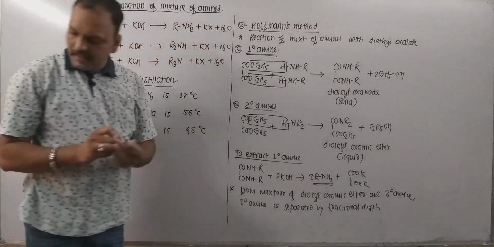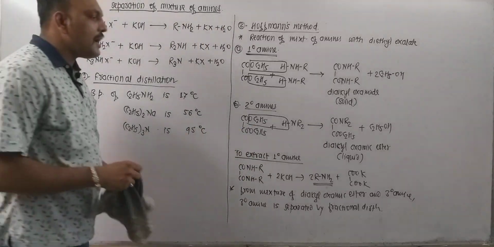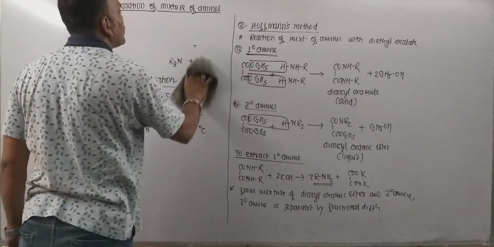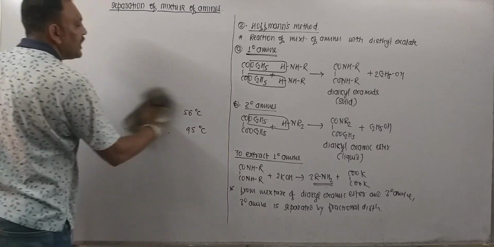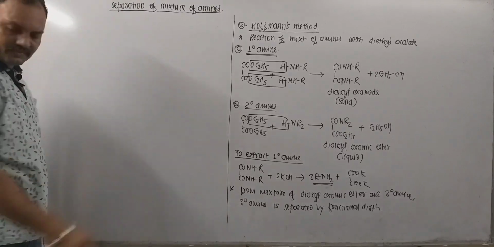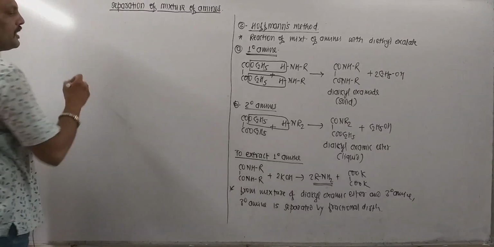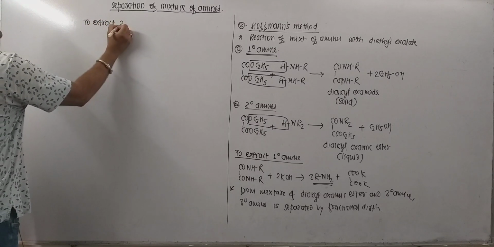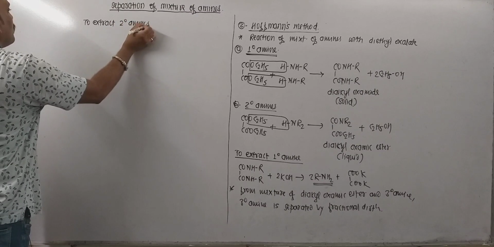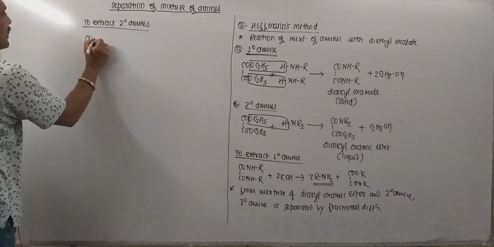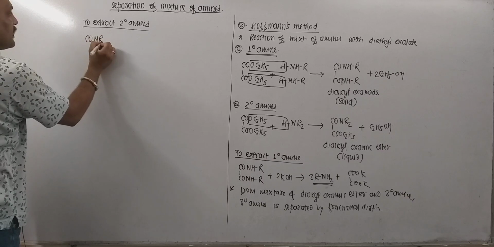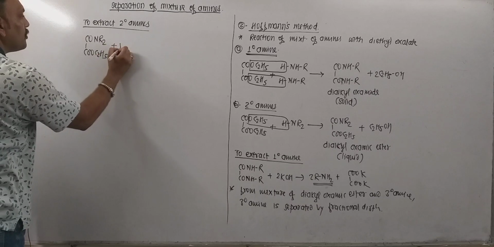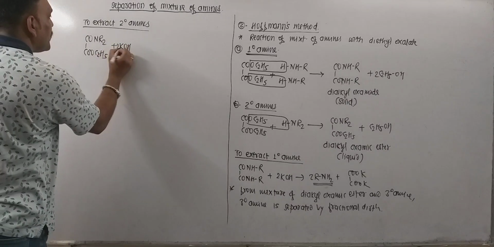Now what remains? We now have our dialkyl oxamic ester. From the dialkyl oxamic ester, we need to separate our 2 degree amine. So to extract 2 degree amines, what we need to do is treat the dialkyl oxamic ester with KOH.